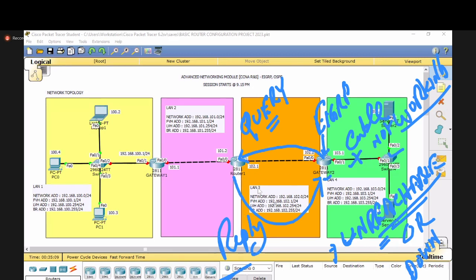When this reply is given, gateway 2 gives the acknowledgement. That is what we call ACK. ACK means acknowledgement. It is simply the response to the reply, meaning whatever reply router 1 is giving to gateway 2 is being acknowledged. So in this situation, three packets are used: query packet, reply packet, and acknowledgement packet. And all these three packets are used when a network is down for EIGRP or it is unreachable.